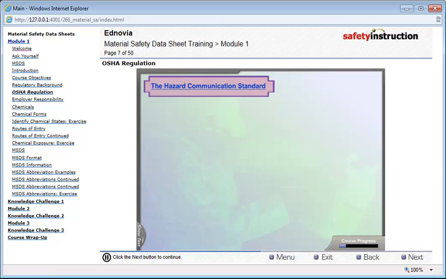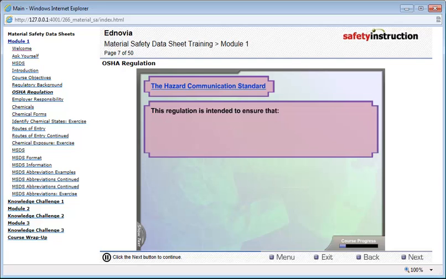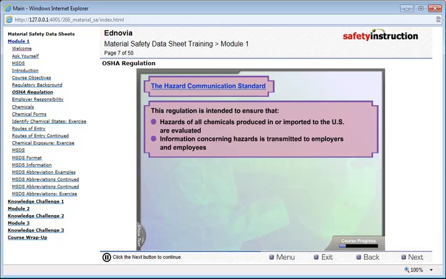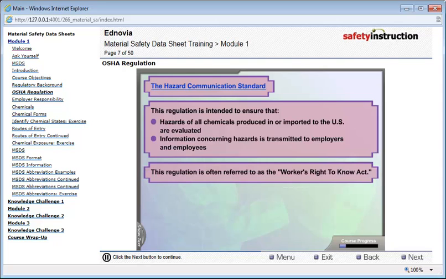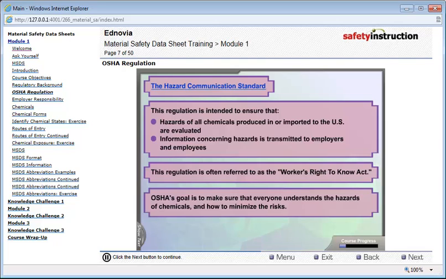This course focuses primarily on the Hazard Communication Standard. This regulation is intended to ensure that the hazards of all chemicals produced in or imported to the U.S. are evaluated, and that information concerning their hazards is transmitted to employers and employees. This regulation is often referred to as the Workers' Right to Know Act. OSHA's goal is to make sure that everyone understands the hazards of chemicals and how to minimize the risks.